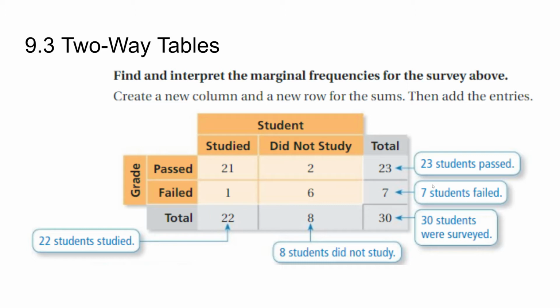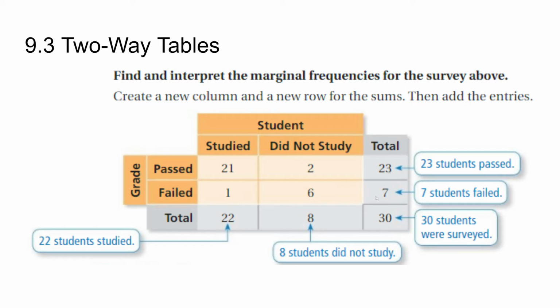Here it says find and interpret the marginal frequencies for the survey above. Create a new column and a new row for the sums, then add the entries. Now, marginal frequencies, that's just another term that we use when we want to tally up the totals for each column or row. For example, if we add up 21 and 2, we would get 23, and that's the marginal frequency for how many students passed.